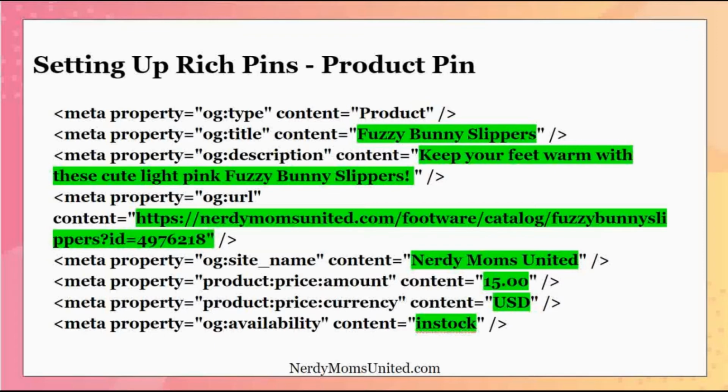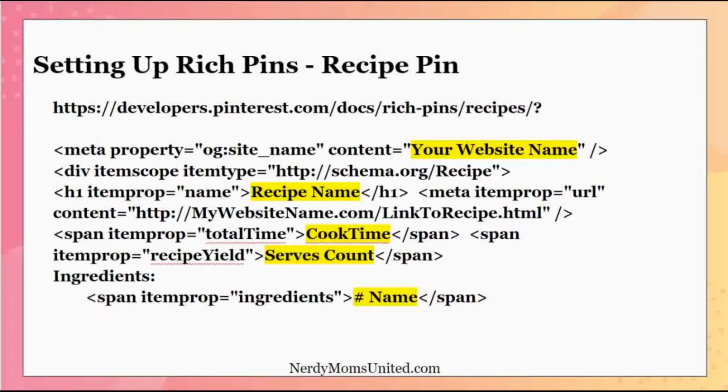What if you're running a recipe blog? Well, here's the meta tags for that. Here's where you'd get that code from Pinterest. But I'm going to walk you through it anyway, and I'll provide it in my printable. So, the yellow areas are where we're going to change your site, your website name, the recipe name, how long it takes to cook, how many people it will serve, the number of ingredients and the name of the ingredients or the measurement.